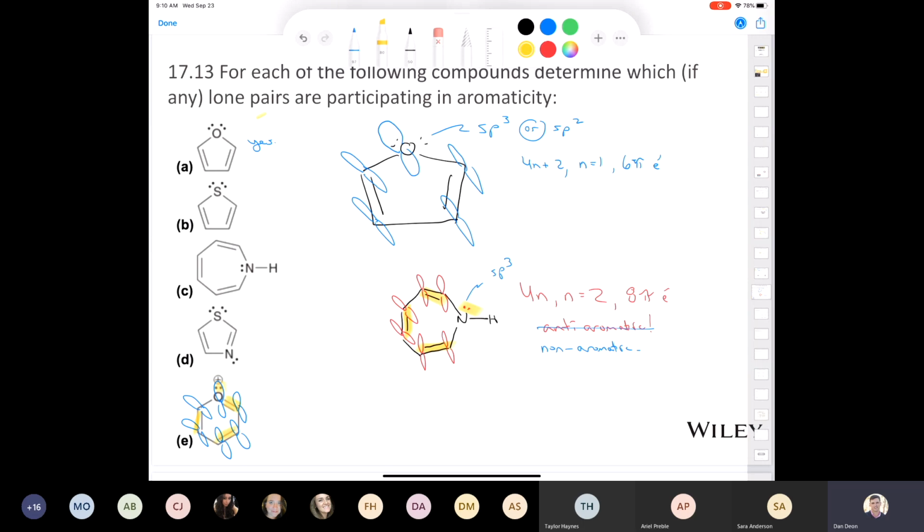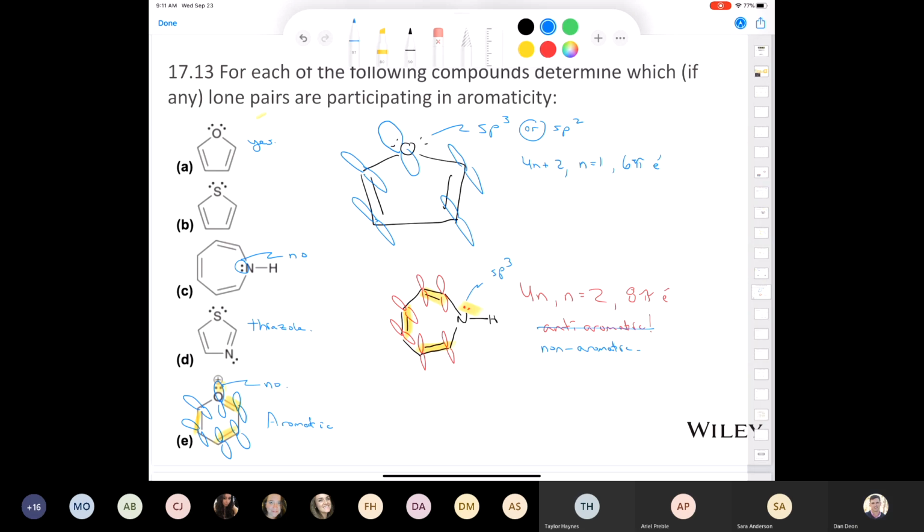That's a Huckel number. Okay, so that lone pair here has got nothing to do with aromaticity, just like the example with pyridine. And so this molecule is aromatic. Okay, and the answer is no. These are not participating in aromaticity. So the answer was yes for the first one, no for this one.